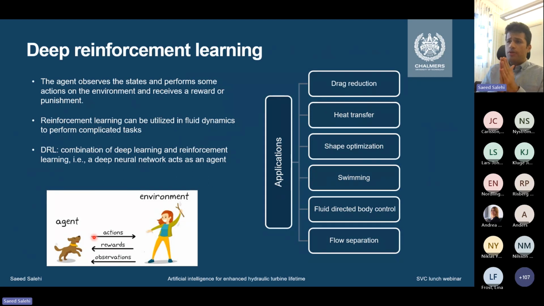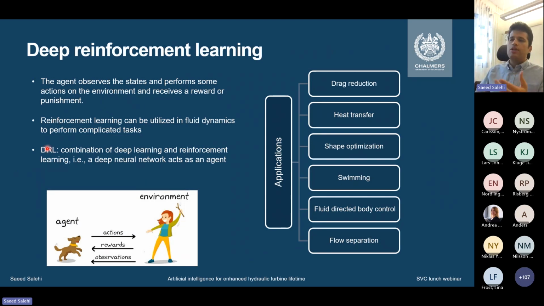So here we are looking at deep reinforcement learning. Deep reinforcement learning, or reinforcement learning, is based on interaction of an agent with an environment. The agent usually observes the environment, or state of the environment, then performs some action, and based on that action, it receives some reward. And through this mechanism, reinforcement learning learns how to perform complicated tasks.